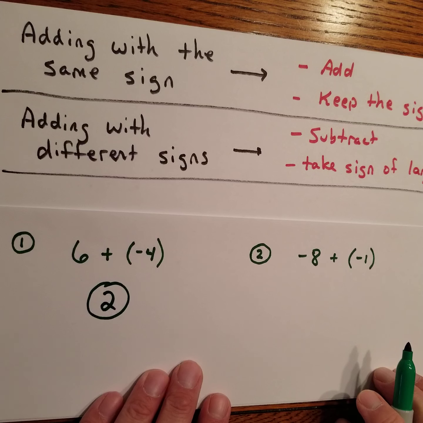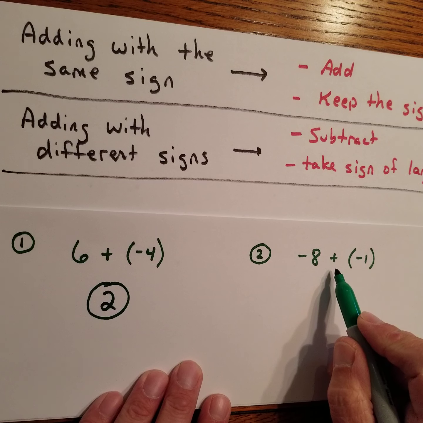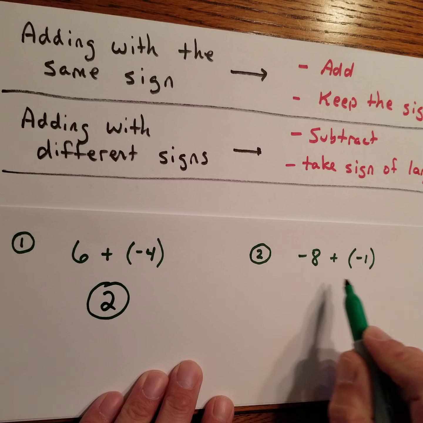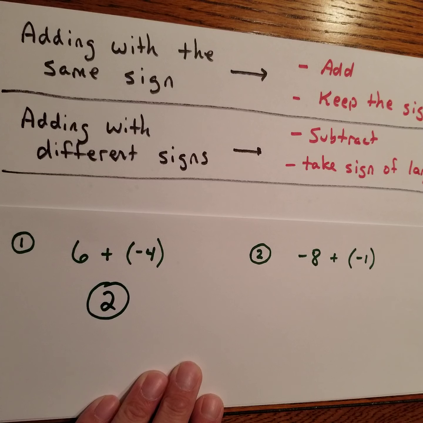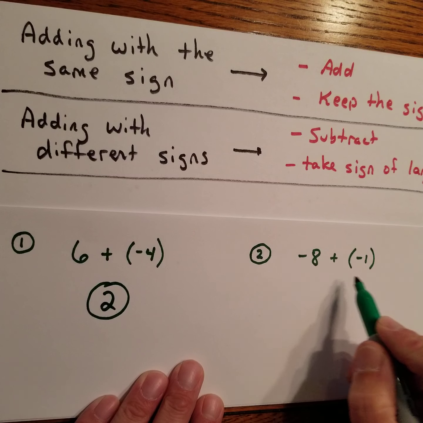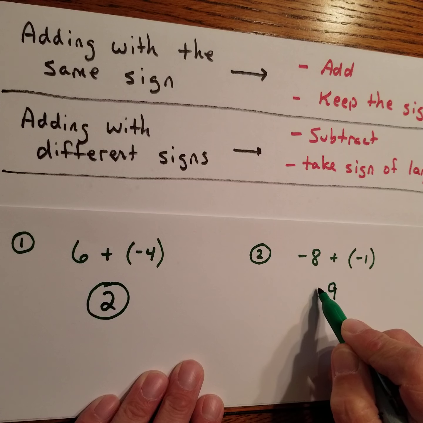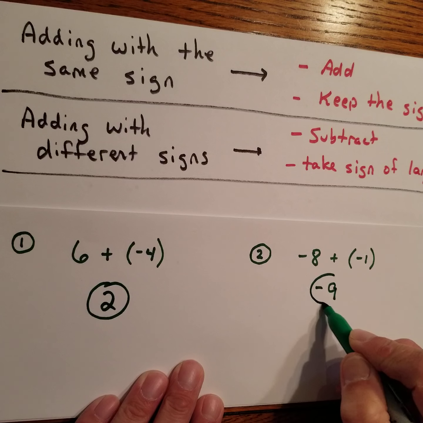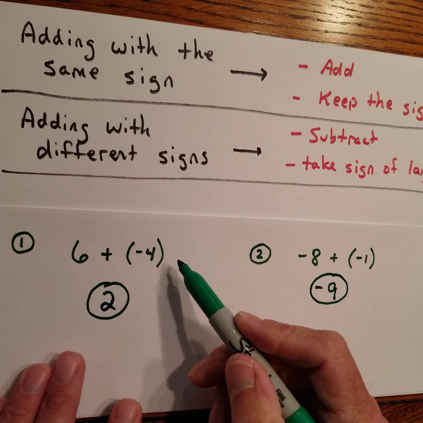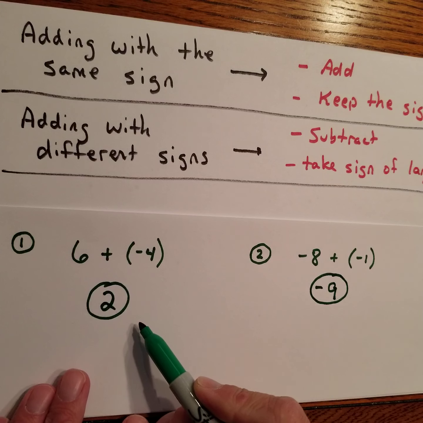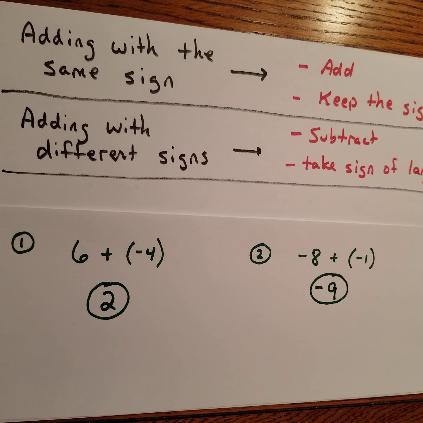Let's try that again. Adding. This time, they have the same sign. When you have the same sign, you add them and keep the sign. Add 8 and 1 and keep the sign. When you work your homework assignment, this is what I want you to do. Write the problem down, put the answer underneath it. That's the way to do it.